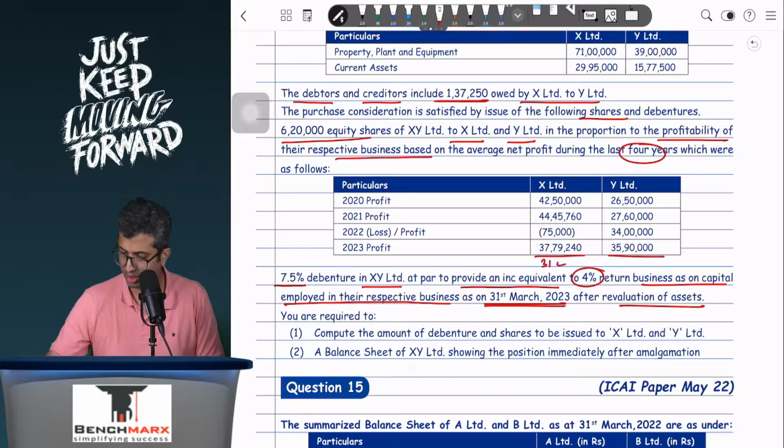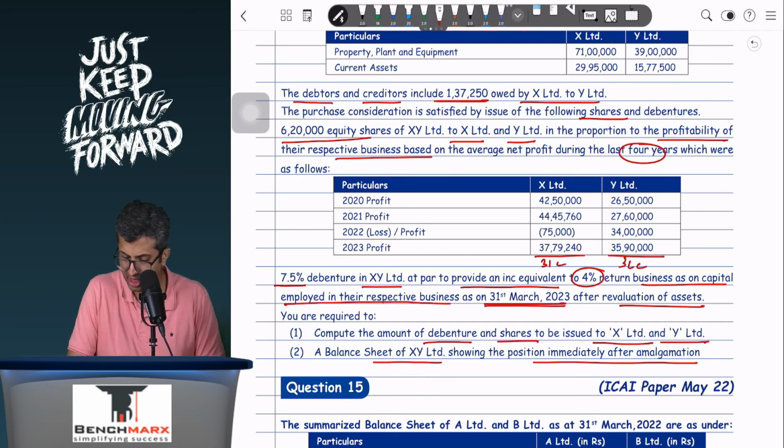And this is 26 lakh 50, 27 lakh 60, 34 and 35 lakh 90. Divided by 4. Just a second, 26 lakh 50, 27 lakh 60, 34 and 35 90. Divided by 4. Is it also 31 lakhs? So can I say it seems to be equal, maybe 3 lakh 10 and 3 lakh 10,000. You are required to compute the number of debentures and shares to be issued to X and Y and the balance sheet of XY showing the position immediately after the amalgamation.